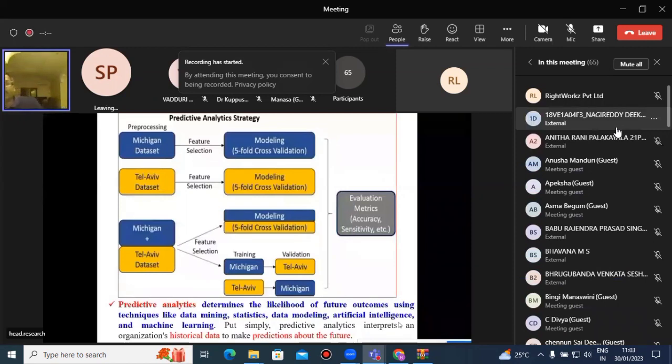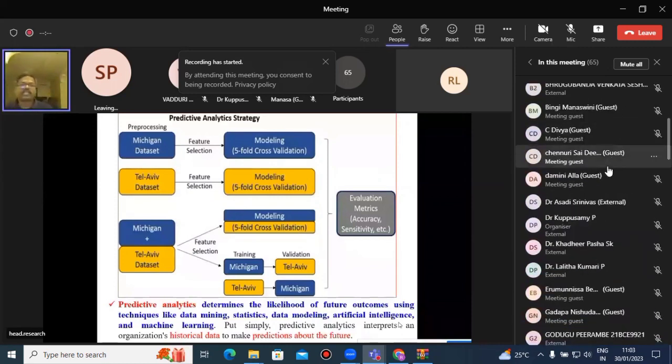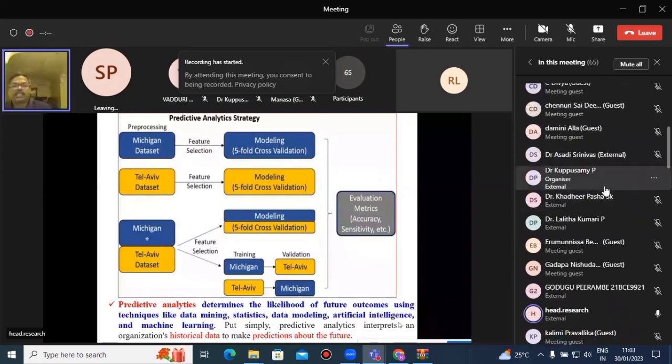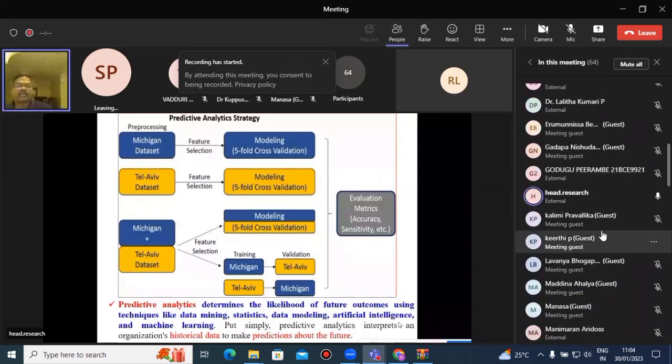See the predictive analytics strategy: preprocessing the data set, then extracting features, feature selection, modeling, a simplified version of the reality, 5-fold cross validation. Then the telecommunication data set, feature selection, modeling, 5-fold cross validation. They are doing feature selection, modeling, training, and validation. This is about the predictive analytics strategy.